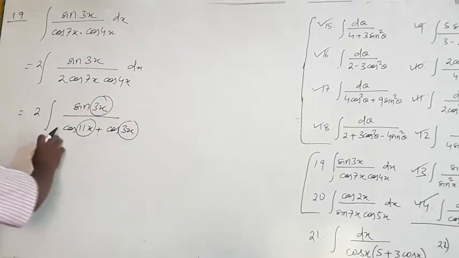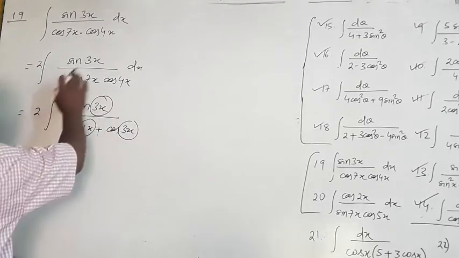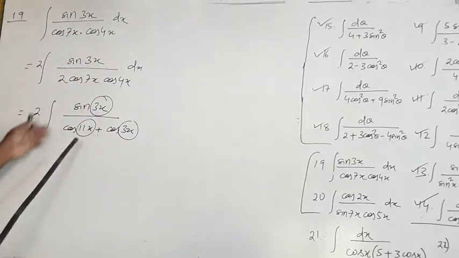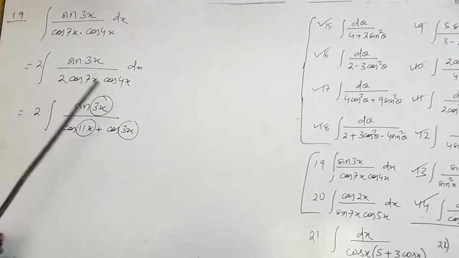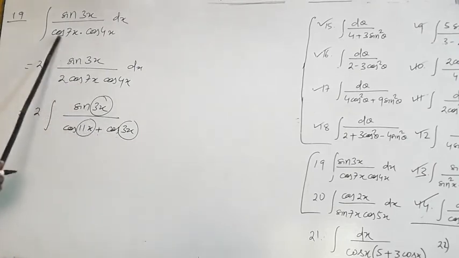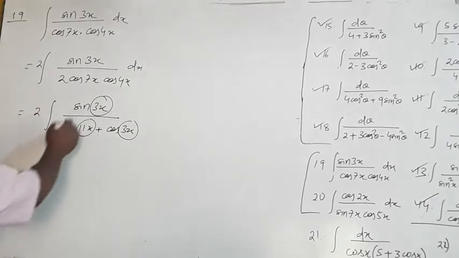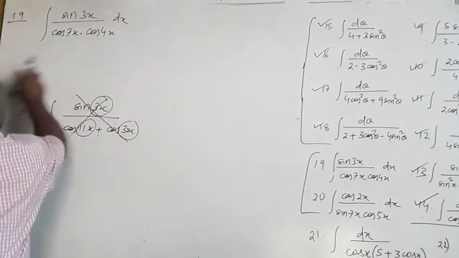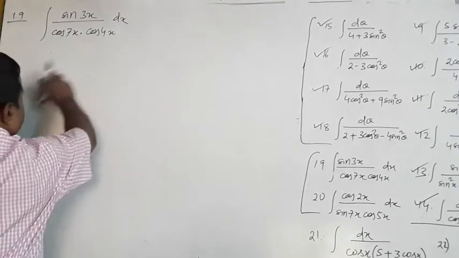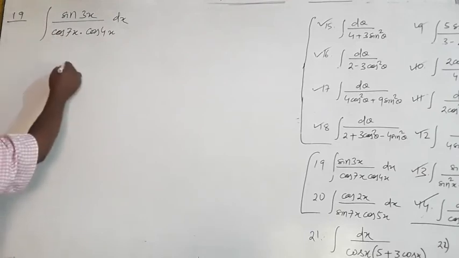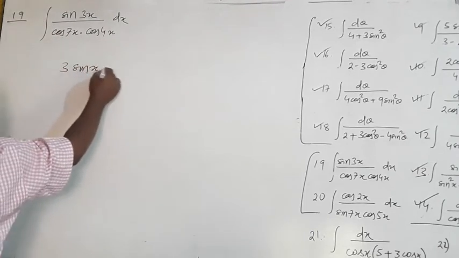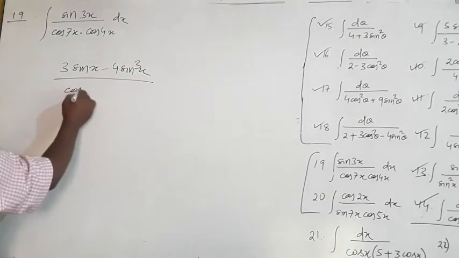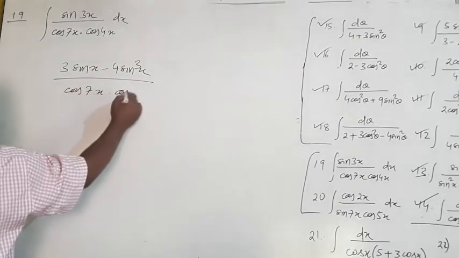If the denominator is in product form, then it is easy. If the denominator is in addition form, then sometimes it will be very lengthy. So it is a totally wrong method. Don't go this way. Sir, then what should I do? Somebody is telling, sir, can I apply the formula of sin 3x? It is 3 sin x minus 4 sin cube x, by cos 7x into cos 4x.